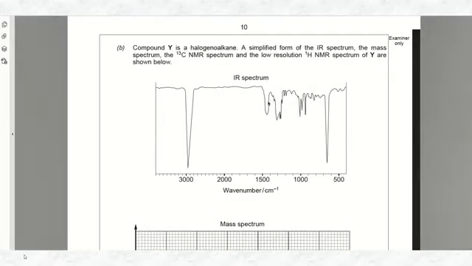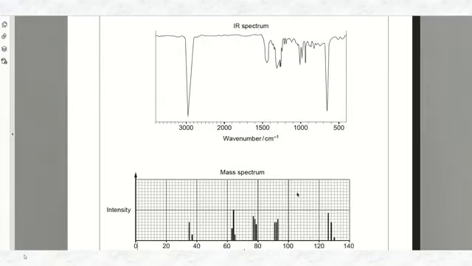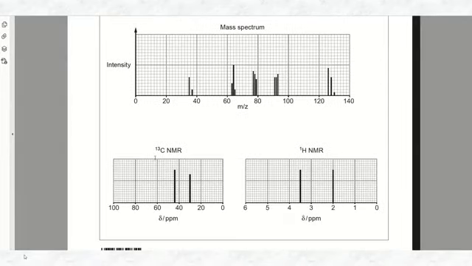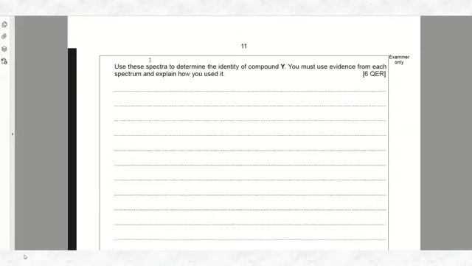So we've got the infrared spectrum here with various peaks in it. Mass spectrum. We've got the carbon-13 NMR spectrum and the proton NMR spectrum as well, with their intensity values. So we use the spectra to determine the identity of compound Y, use evidence from each spectrum and explain how you used it.